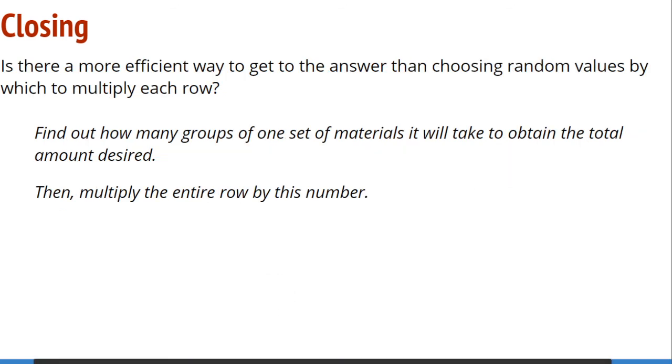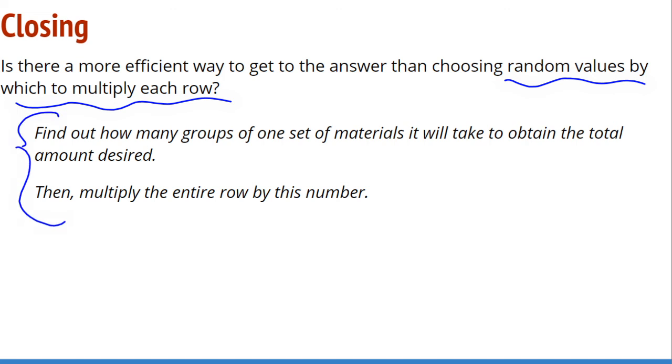So is there a more efficient way to get to the answer than choosing random values by which to multiply each row? And I know it was really annoying to watch me sit there and do guess and check on those tables. Yeah, there are more efficient ways, and this gets back to the ratio relationships and the scaling. Find out how many groups of one set of materials it will take to obtain the total amount desired, and then multiply the entire row by this number.